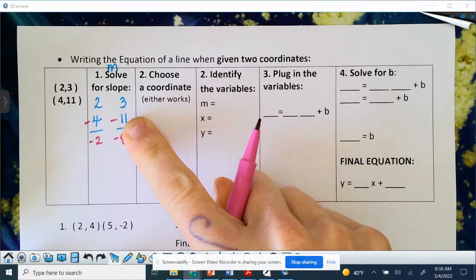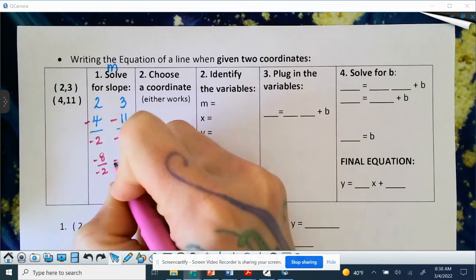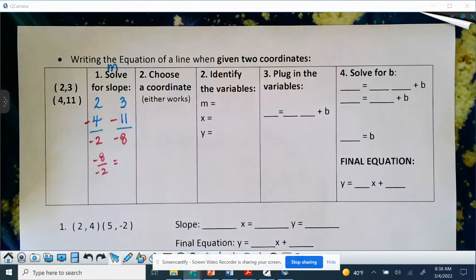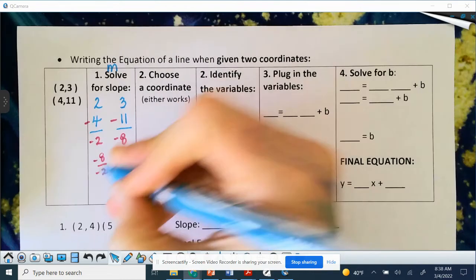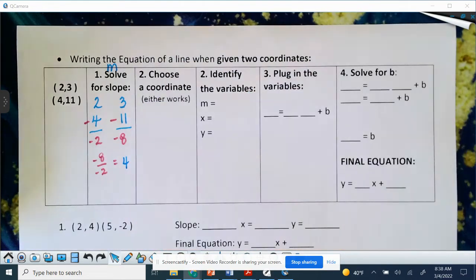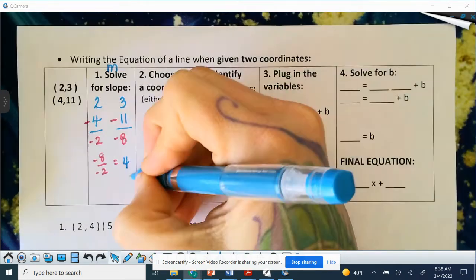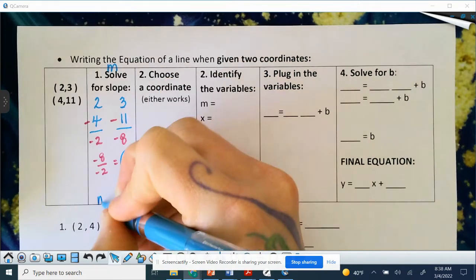So I end up with negative 8 over negative 2, and 8 divided by 2 needs to be cleaned up, reduced, simplified. So negative divided by negative we know gives a positive. 8 divided by 2 is going to give me a positive 4. And as far as our slope, remember that would be your rise is 4, run is 1. So we know that m equals 4.